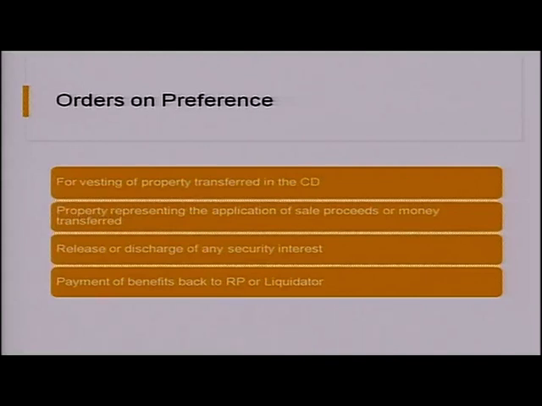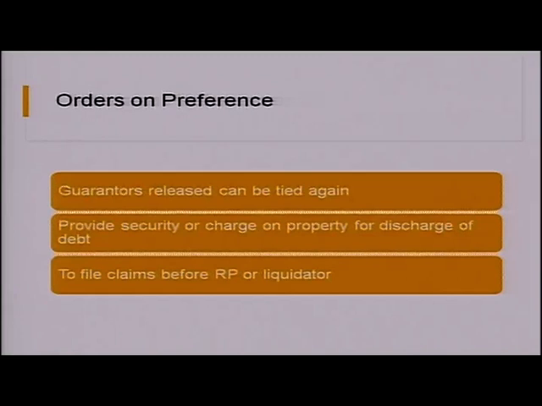So what orders can be passed? Well, the adjudicating authority's orders are very simple. The property which has gone can come back. If the property has been sold, the money can come back. If somebody has obtained the benefit, that benefit can also come back. Or if a security interest has been given, that can be directed to be released or discharged.